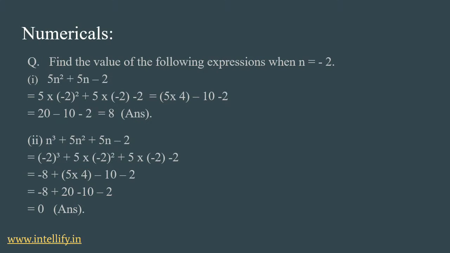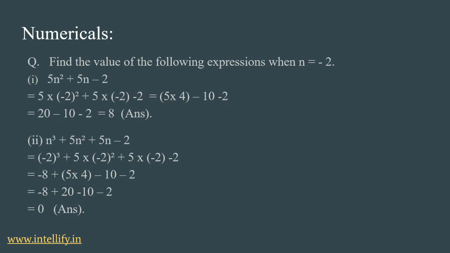So 5 into 4, then 5 into minus 2. So plus and minus we will get minus. So 5 into 2 is 10, so minus 10, then minus 2, which is equal to 20 minus 10 minus 2, which is equal to 8.